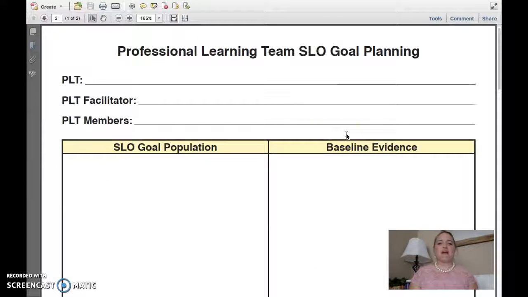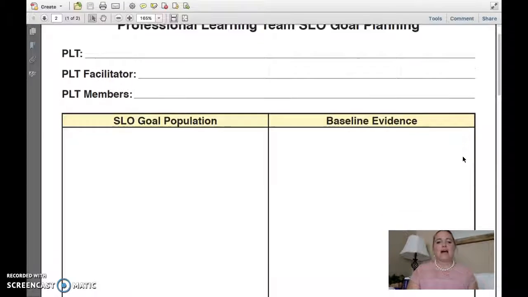Hi, this is my graphic organizer to help our teachers break down the data and understand the data analysis protocol within our school. Our school has a very standard set of questions that we have to go through and answer every year with our PLTs. We call them PLTs instead of PLCs.